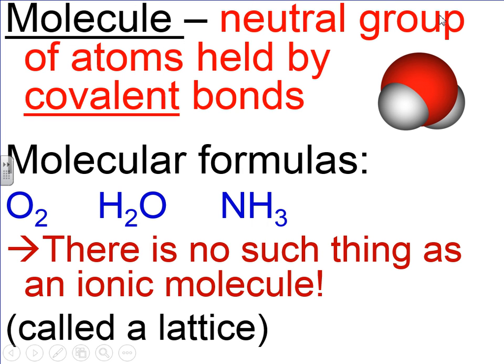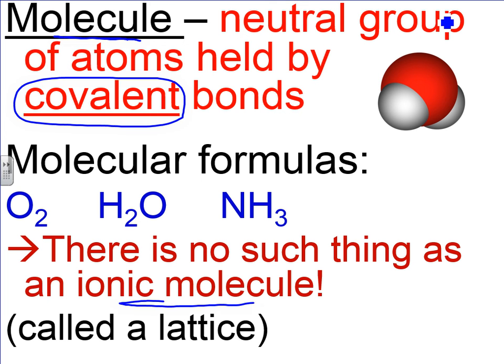So whenever you're referring to a molecule, you have to be referring to a covalent compound. Down here I say there is no such thing as an ionic molecule. Ionic molecules do not exist. Covalent molecules exist, but ionic molecules do not.